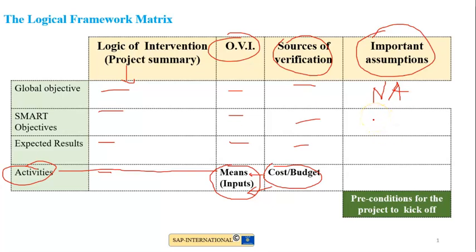And mind you, although this should be a mistake, we shouldn't have lines here, because all these assumptions are usually designed as a block of the entire project. It doesn't mean that SMART objectives or expected results should each have an assumption. No, it's not.